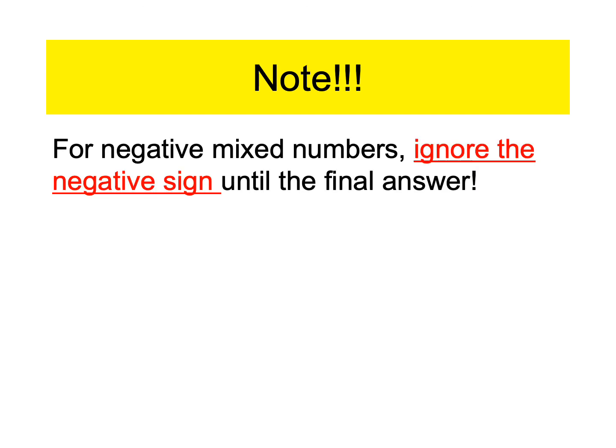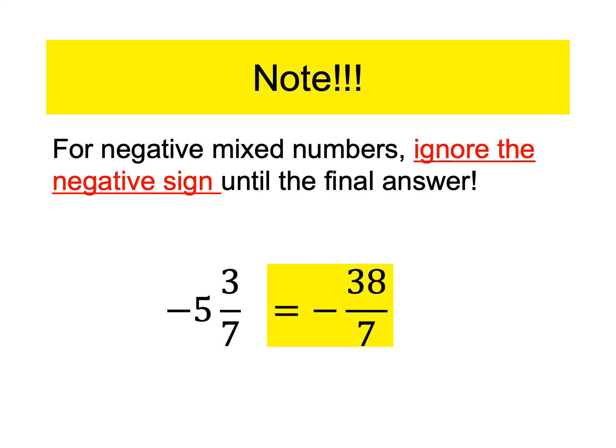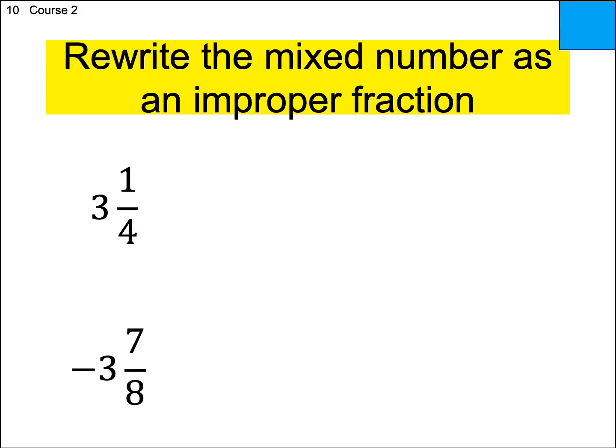So maybe make another note. For negative mixed numbers, you're going to ignore the negative sign until the final answer. Okay, so when you're changing that mixed number into an improper fraction, you don't do 7 times negative 5. You do 7 times 5 plus 3 all over 7, and then tack on that negative. Got it? Okay, 2 more and we're done.